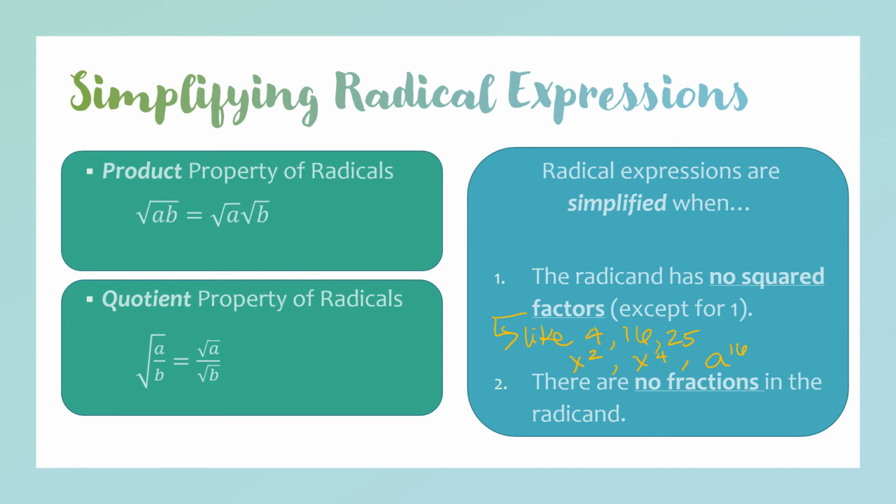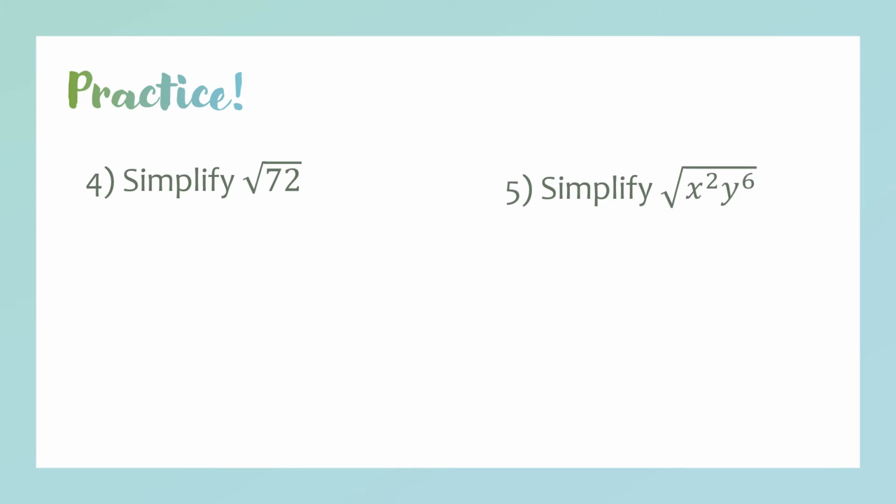All right, so let's try some. Okay, so square root of 72. I don't know what that is off the top of my head, so I'm going to start looking at factors of 72. Now, I see 72 and I go 7 plus 2 is 9. Ooh, that's probably a multiple of 9. So 9 times 8, well, that's 72.